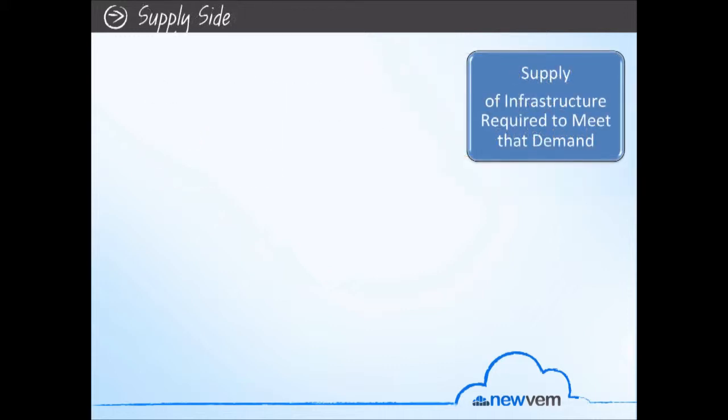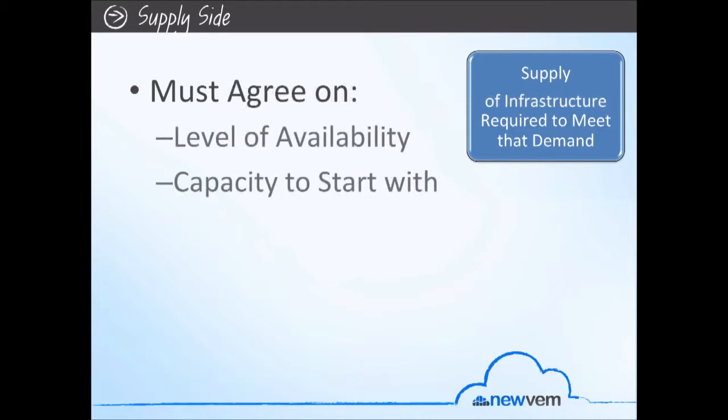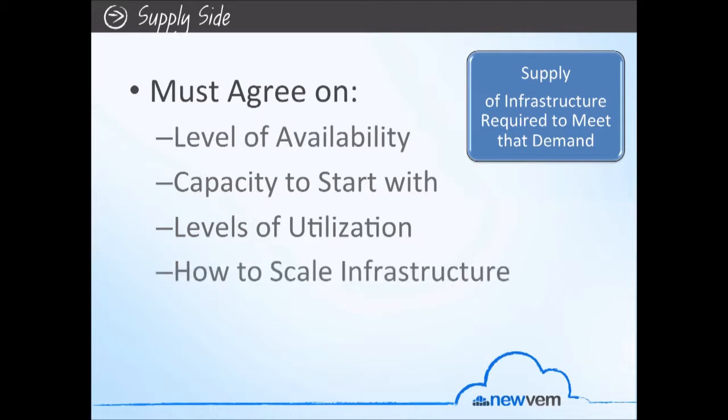On the supply side, this is where we need to come into an agreement on what is the level of availability that we want, what is the capacity that we want to start with, what are the levels of utilization that we're going to manage that capacity to, and once we reach thresholds of filling up that capacity, how are we going to scale our infrastructure so that our capacity increases and our ability to withstand that level of demand is met.